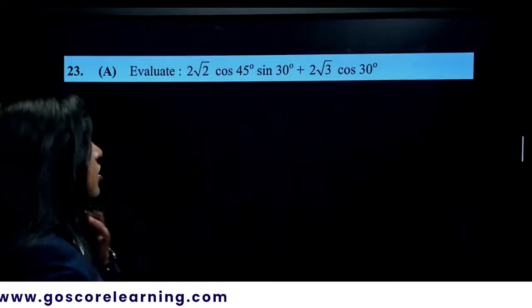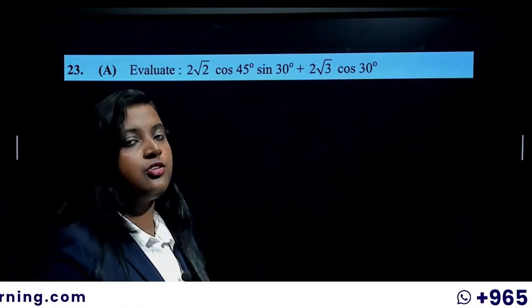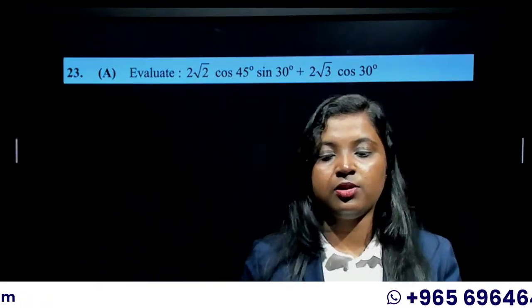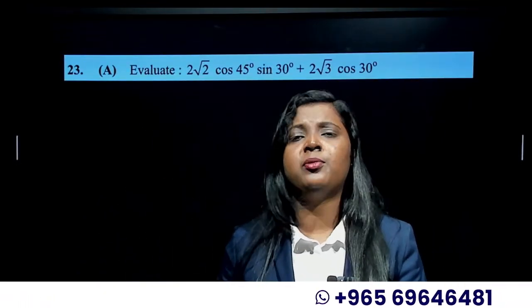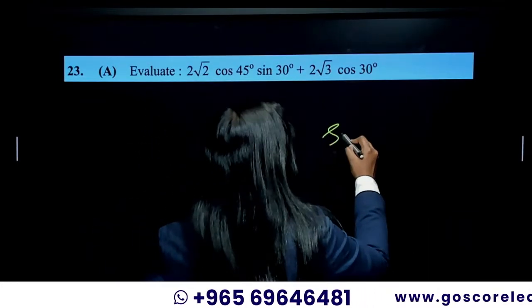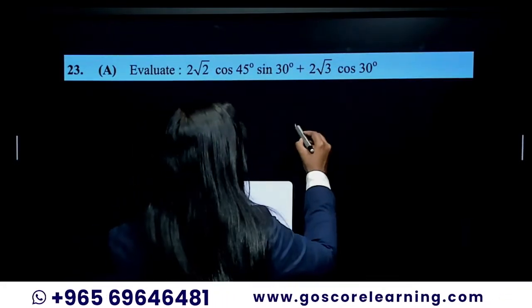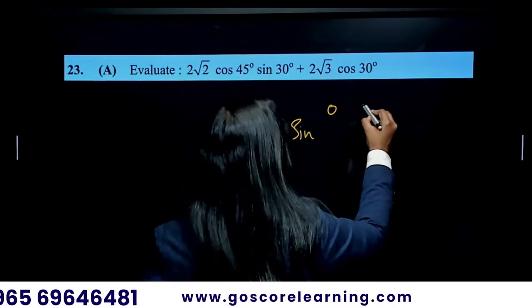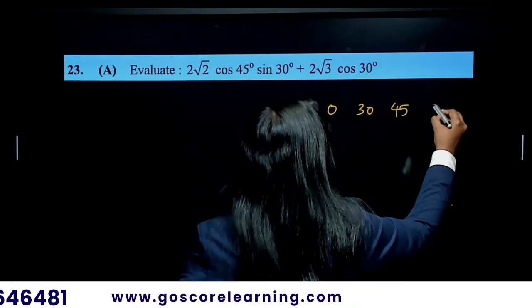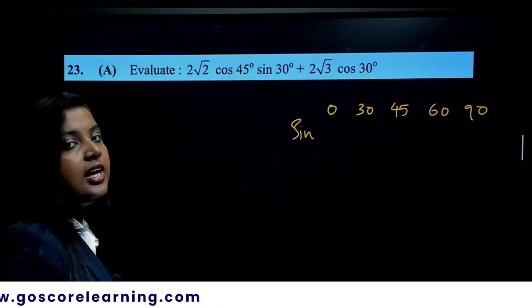Evaluate 2 root 2 cos 45 sine 30 plus 2 root 3 cos 30. Again trigonometry is coming, and you will be like, another question from trigonometry. Don't worry. If you don't know the table, I'll tell you something. If you don't have any other way, just memorize the values of sine for 0, 30, 45, 60, 90.